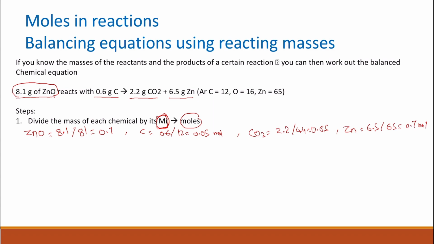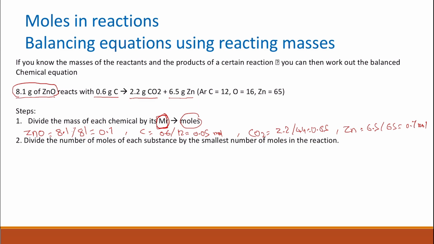Then the next step you do is to divide the number of moles for each substance by the smallest number of moles in the reaction. So we find that we only have two values for the moles for the reactants and products, which is 0.1 for zinc oxide and zinc and 0.05 for both the carbon dioxide and for carbon.